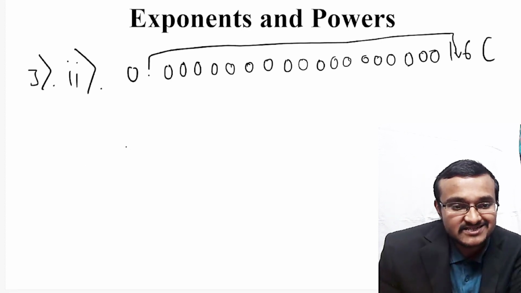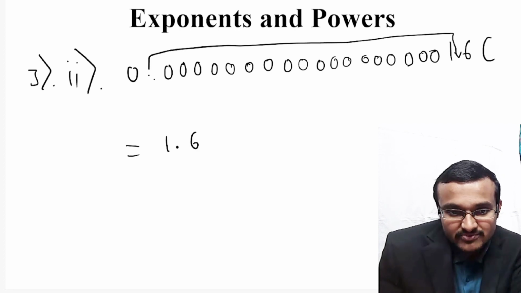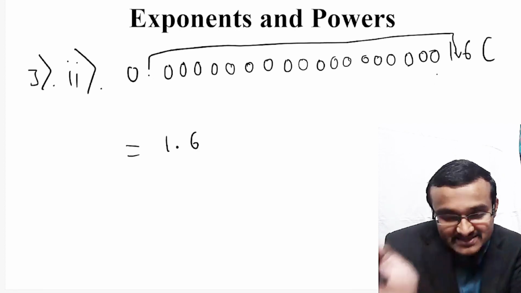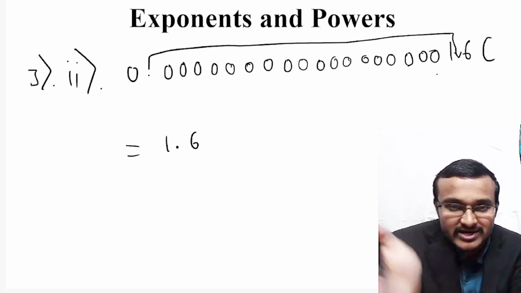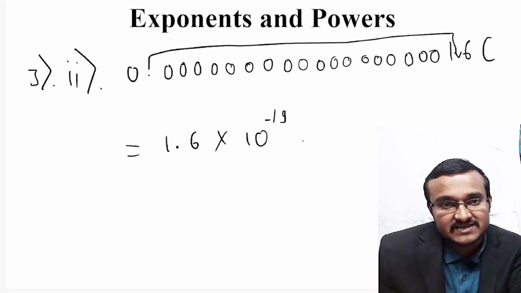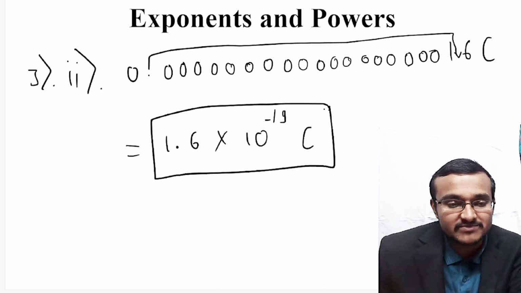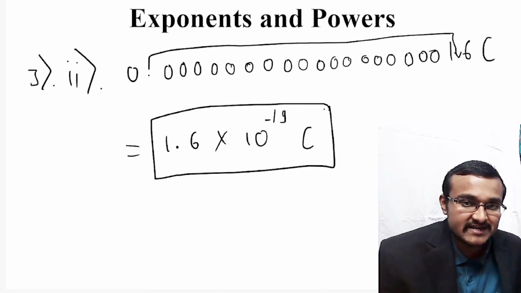So the SI unit of charge is coulomb. So it will become 1.6 because you are bringing this decimal point to the right hand side. So whenever you bring the decimal point to the right hand side, after how many digits have you brought it? After 19 digits you have brought that to the right hand side, so it will be negative. So minus 19 will be there. So 1.6 into 10 power minus 19 coulomb is the answer for this particular second question.